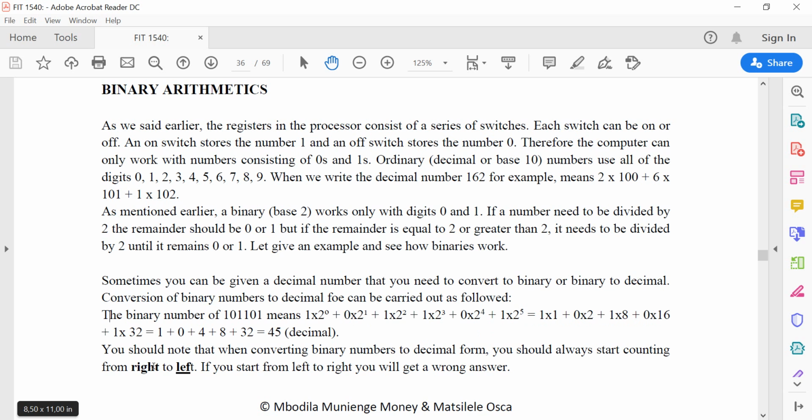And always remember, you should note that when converting a binary number to decimal form, you should always start counting from right to left. This is the thing that you must always remember. You count from right to left. So I'm just going to show you again how to convert from a binary number to a decimal number. Then we'll also do the other conversion.